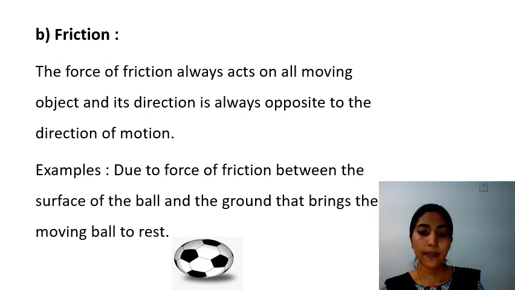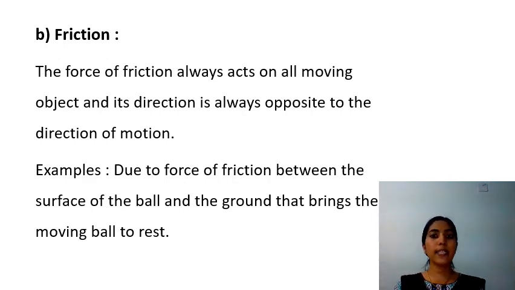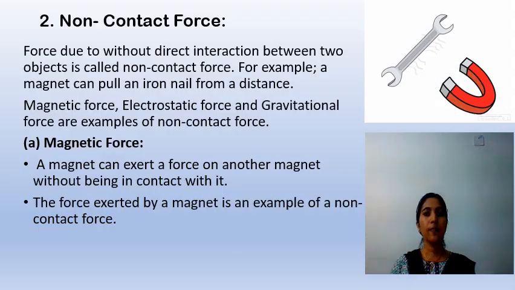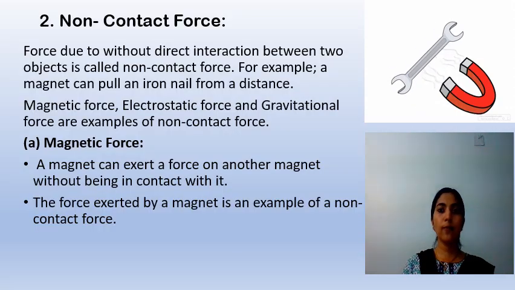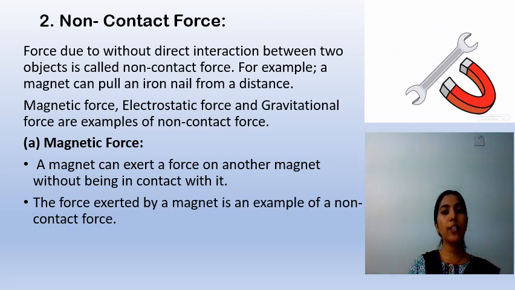Let's see that. One ball is moving. Now the ball is at the state of rest. A frictional force is making that ball come to rest. You will learn more about frictional force in the next lesson. We have learned that there are two types of contact forces. First one muscular force and second one frictional force.